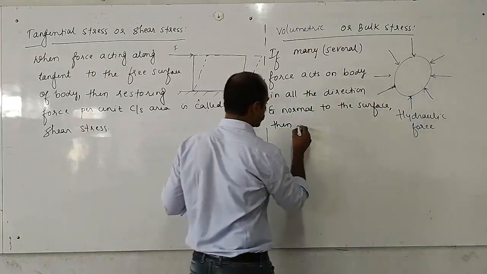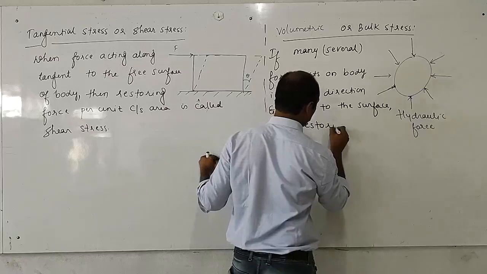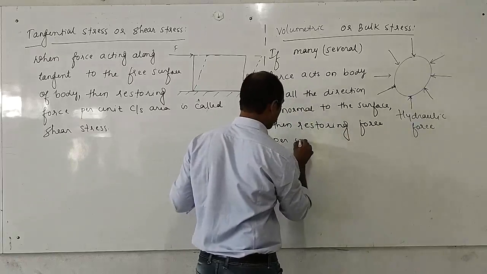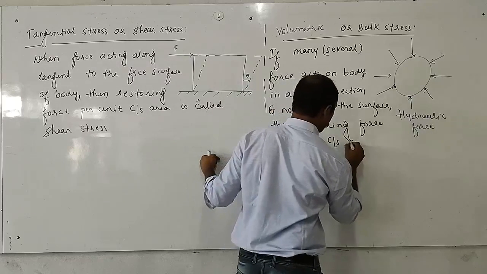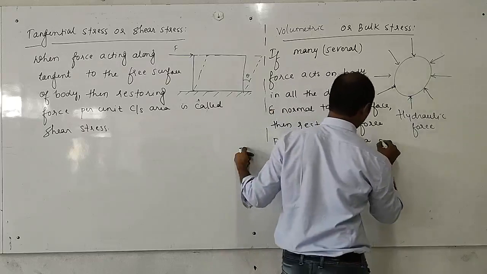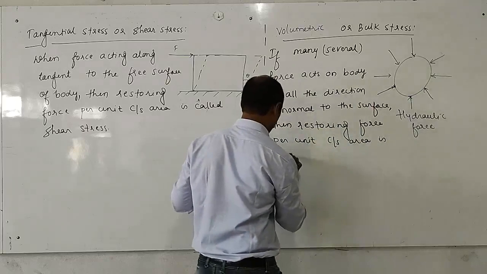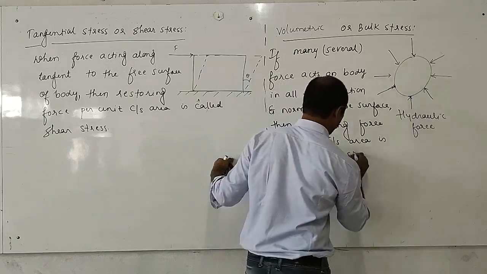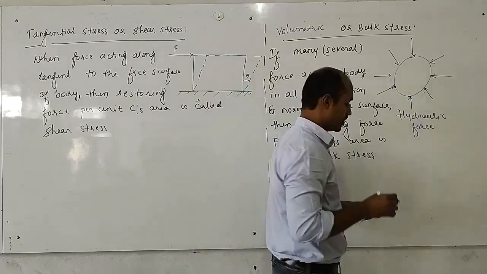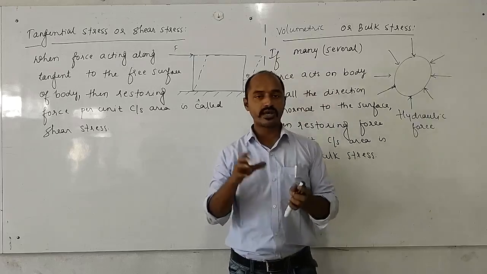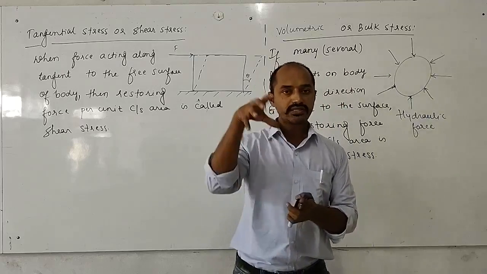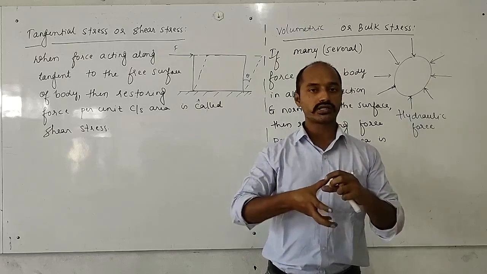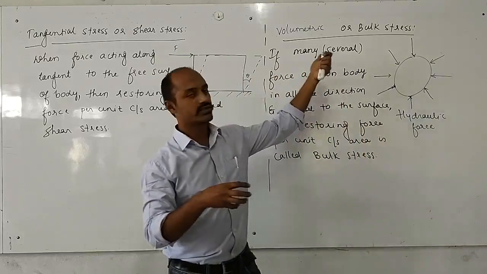So then restoring force per unit cross section area is called volumetric or bulk stress. See, if you take an example of a submarine in the sea water, that submarine experiences the same force in almost all the directions, right? In almost all the directions. So the submarine is experiencing a bulk stress, right?